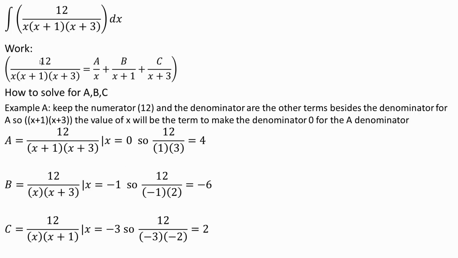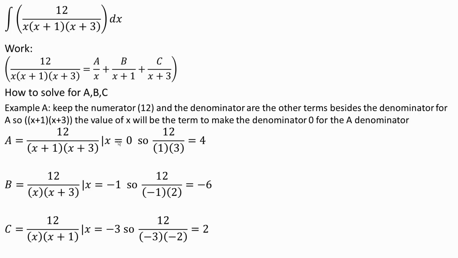The numerator is still 12, but the denominator would include x and x plus 3. I won't include x plus 1. However, the value of x would be -1 because I want to make this denominator 0. And so that would occur when x is equal to -1. And for C, same idea: 12 divided by not this term, but the other two terms, x and x plus 1. And then I need to think, how can I make the denominator 0? And that's going to be x equals -3.